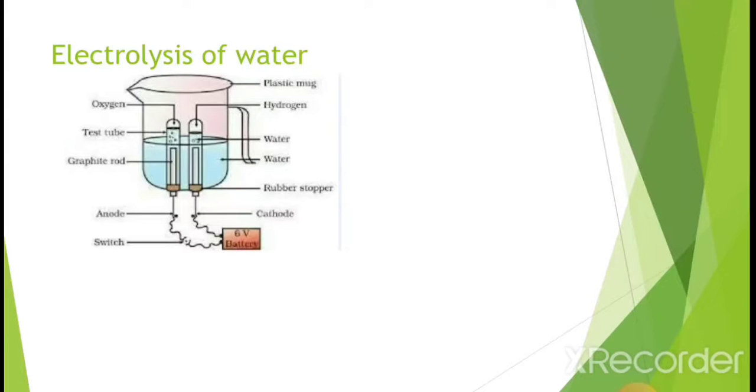Take two test tubes filled with water and invert them over the two carbon electrodes. Then switch on the current and leave the apparatus undisturbed for some time. You will observe the formation of bubbles at both the electrodes. So what will the observation be? You will observe bubble formation in both the test tubes, and these bubbles displace the water in the test tubes.